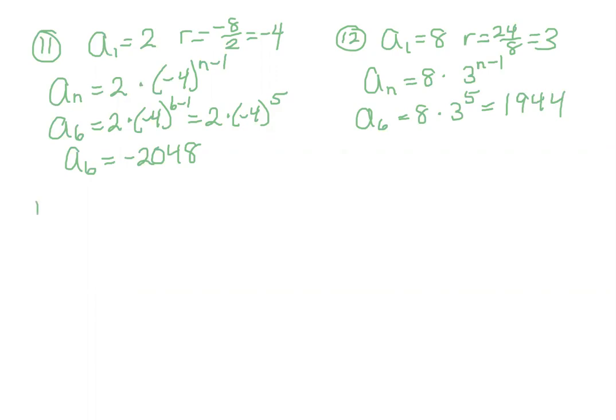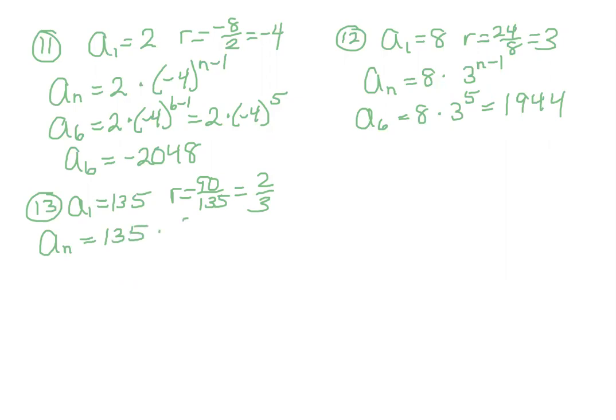Number 13, A1 is 135, R is 2/3. So our rule is 135 times 2/3 to the n minus 1. A6 is 135 times 2/3 to the 5th, which is 17.7 repeating.